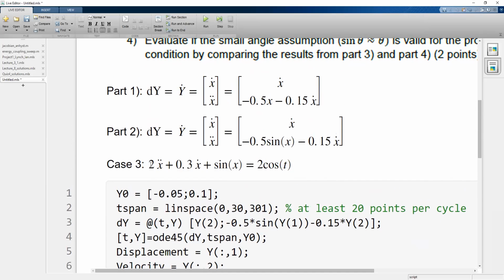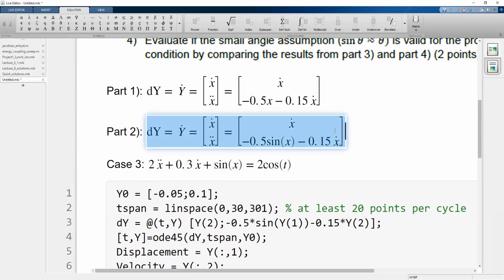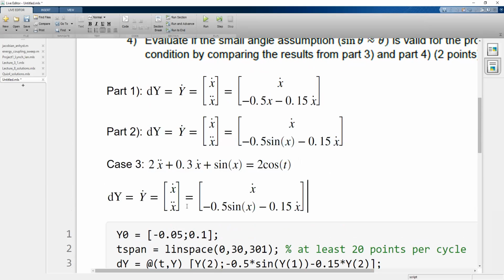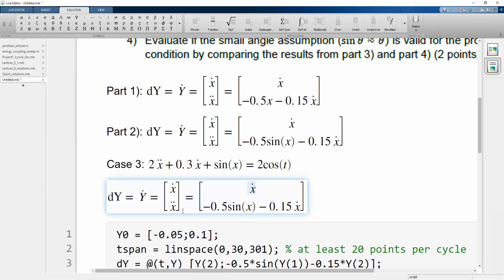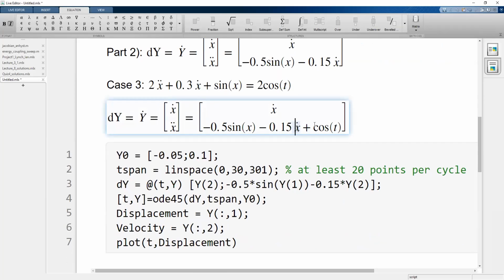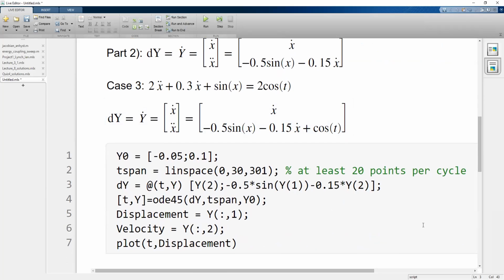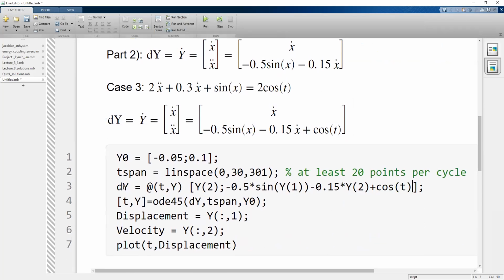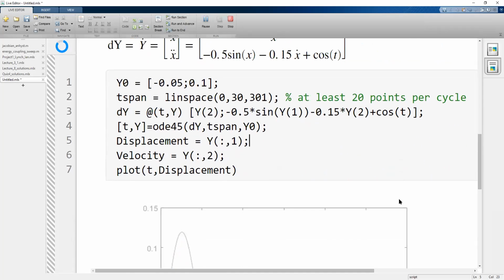So for case 3, your left-hand side is the same as part 2, but on your right-hand side, you have a time-dependent function. But no worries. You still have the same state vector and also the time span, but your changing rate is changing. Your velocity is still velocity, but your acceleration is not only a function of velocity and position, it's also a function of force. So that's why you have to add the force term on the right-hand side, right? That means you can describe your changing rate as a function of state vector and also a function of time. So you just need to add a cosine t term in your dy. And then let's see how it looks.